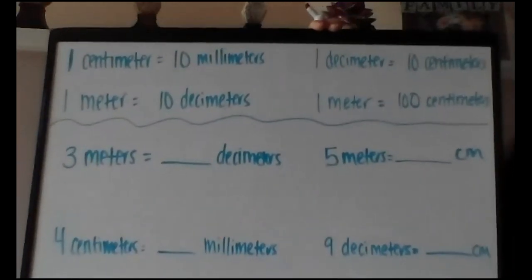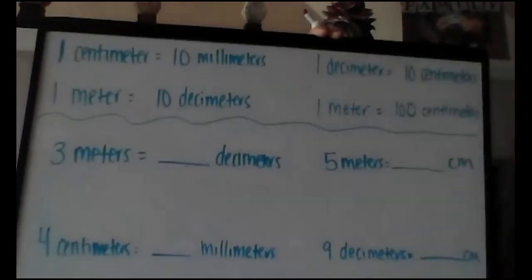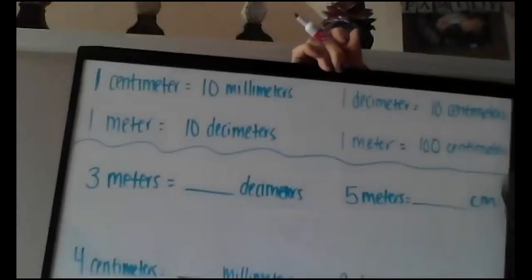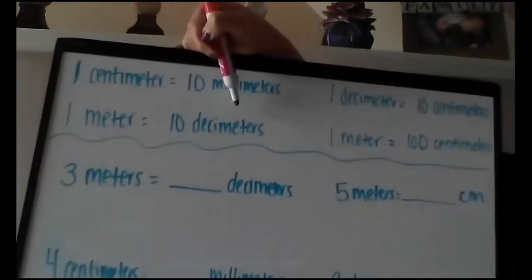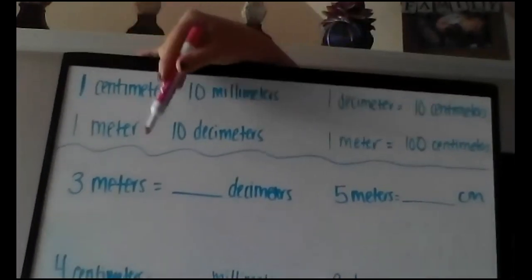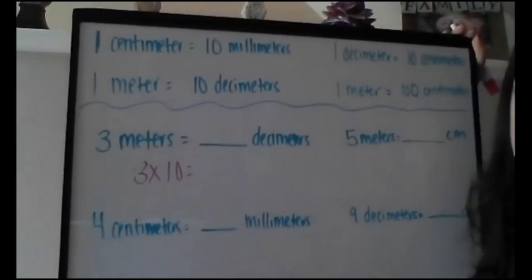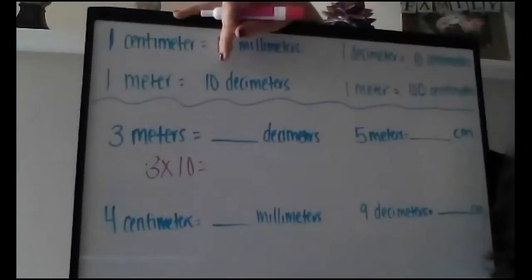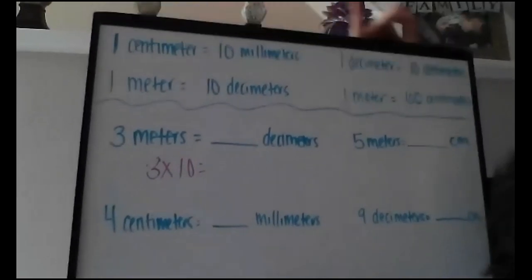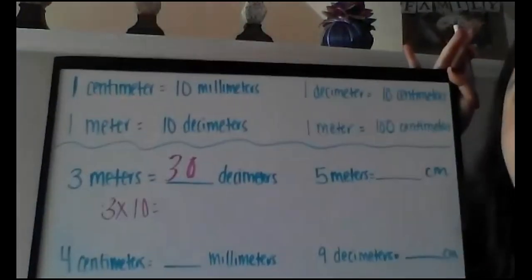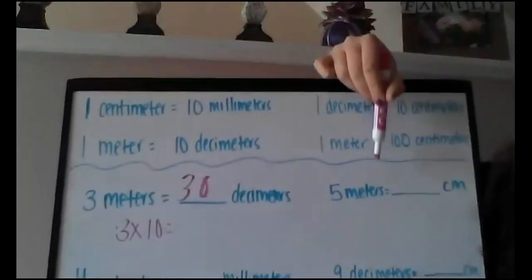So let's look at our first problem. It says 3 meters equals blank decimeters. Well, if I look up top, I'm working with meters to decimeters. So if 1 meter is 10 decimeters, how many is 3? So underneath, I'm going to write for you what you should be thinking. And that is 3 times 10. There are 10 decimeters in 1 meter, and if I have 3 meters, that would equal 3 times 10, which is, very good, 30 decimeters.